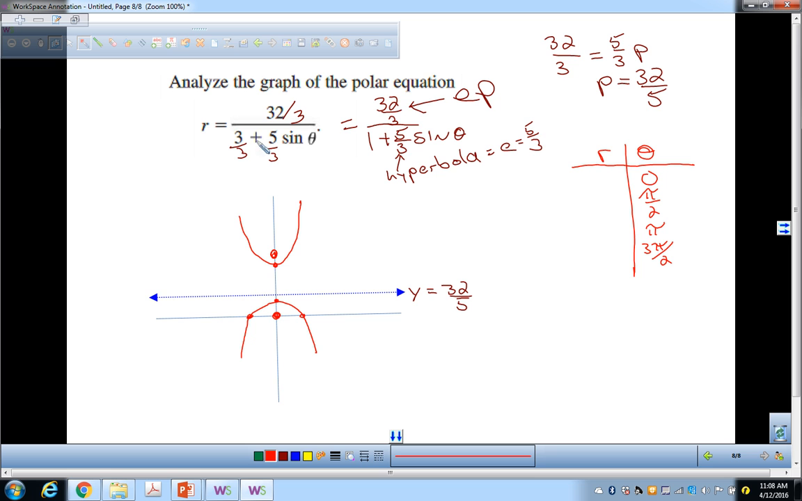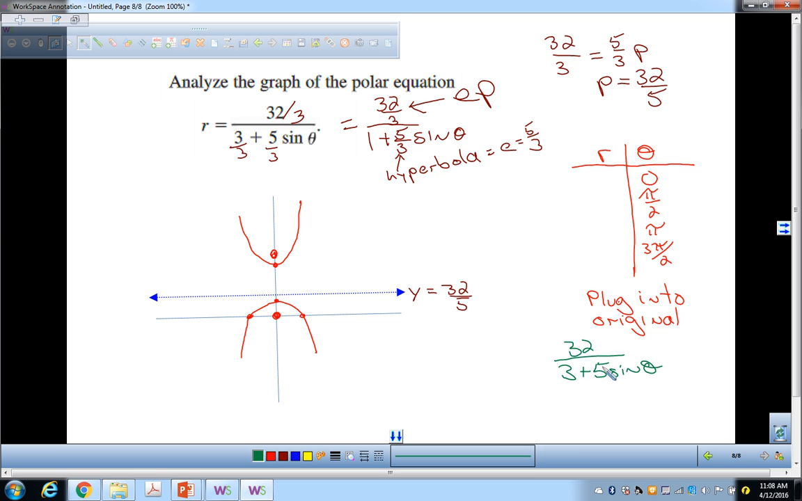I would plug those into the original equation, because your math is easier. Original, which was, let's change colors, 32 over 3 plus 5 sine theta, just because the math is easier if you plug into the original rather than deal with fractions. Yes, Cassie? Why are you plugging in 3 pi over 2? Because that's going to give me either this point or this point. I'm not sure which one yet, but it's going to give me one of those 2 points. And same with pi over 2 and this one, I'm not sure which is going to give me which, but one is going to give me one.